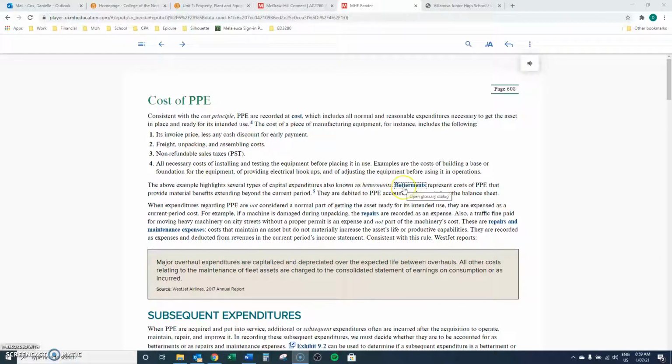Then it talks about betterments. So that's something that happens typically later. It's a cost that is going to probably extend the life of the PPE, or it's going to make it function better. It's typically a larger expenditure as opposed to repairs and maintenance, which is just something to keep it in working order.